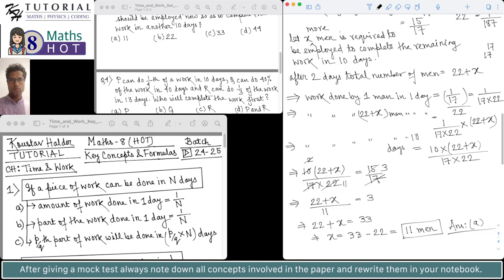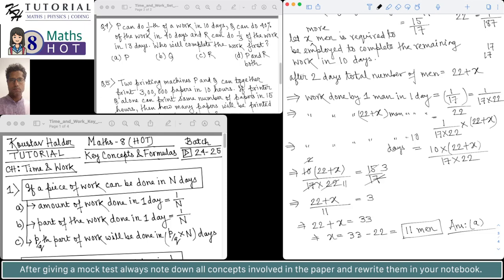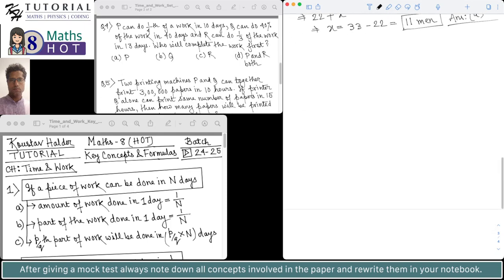Okay, let's do the next problem. Question number 4. P can do 1/4 of a work in 10 days. Q can do 40% of the work in 40 days, and R can do 1/3 of the work in 13 days.